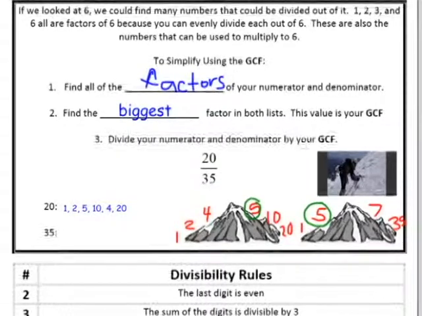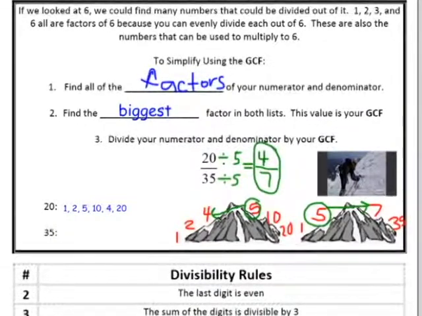The last step in simplifying with your GCF is to divide by your GCF. Now you've already done this. You don't have to think about the division if you found the factors this way, because 20 divided by 5 is 4. 35 divided by 5 is 7, because numbers on opposite sides of the mountain multiply together to make that number. So our answer should be 4/7.